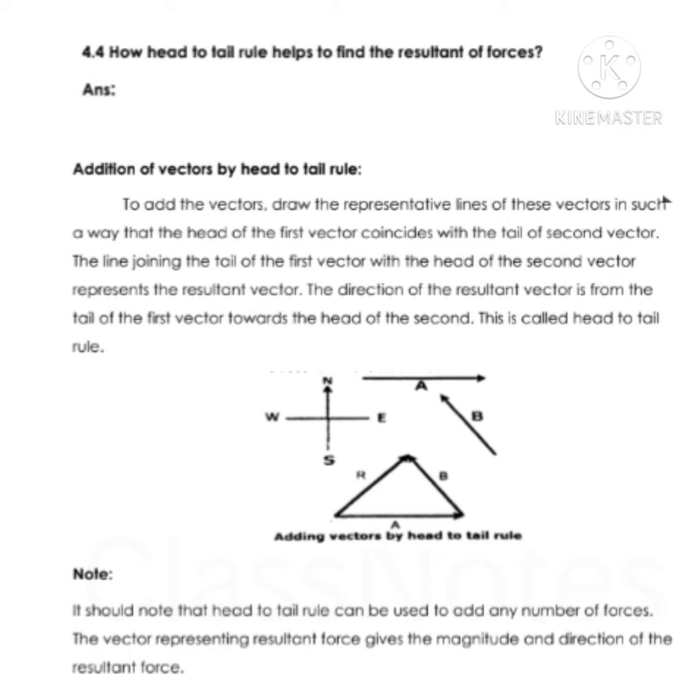Next question is how the head to tail rule helps to find the resultant of forces. Addition of vectors by the head to tail rule: to add the vectors, draw representative lines of these vectors in such a way that the head of the first vector coincides with the tail of the second vector. The line joining the tail of the first vector with the head of the second vector represents the resultant vector. The direction of the resultant vector is from the tail of the first vector towards the head of the second. This is called the head to tail rule, as shown in the figure.